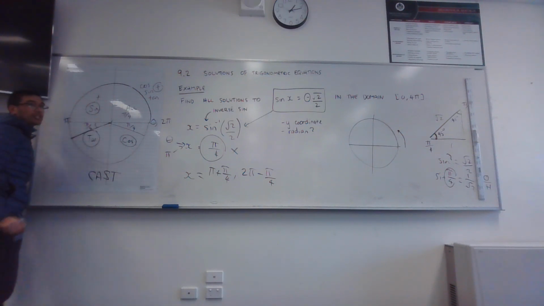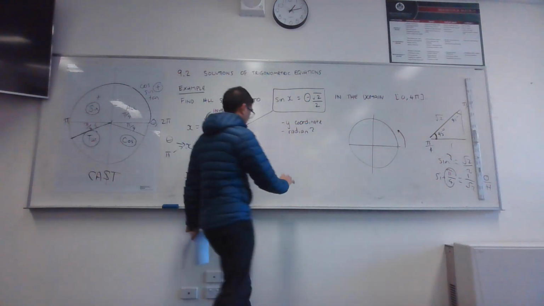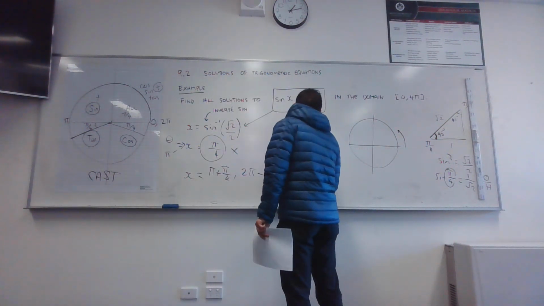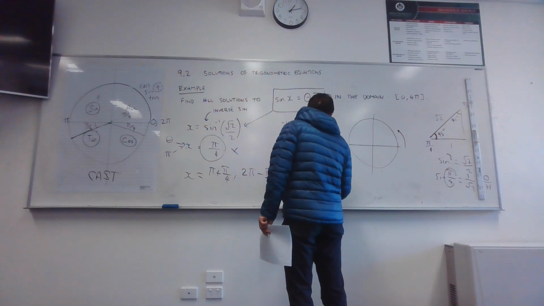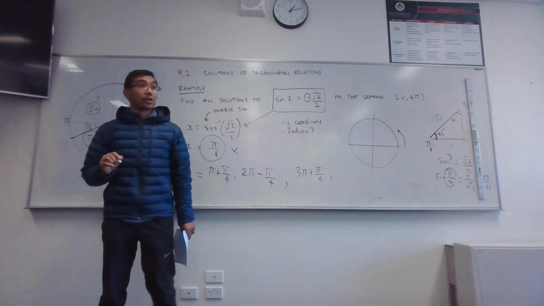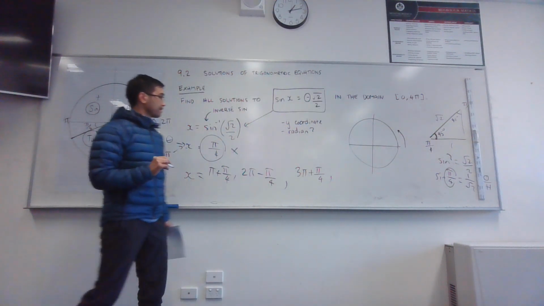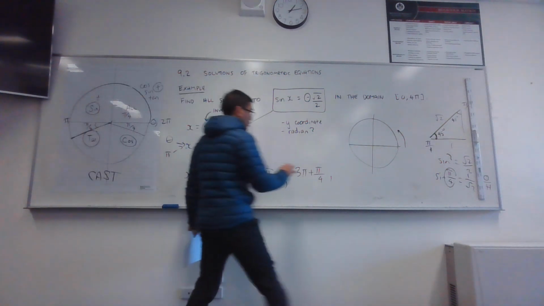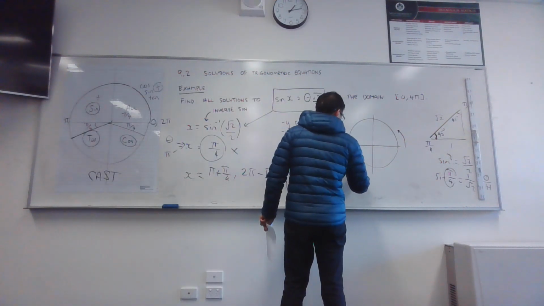what's the reference point if it's the second time round? Anyone? Good, Zach. 3 pi plus pi. Anyone know what the fourth one is going to be? 4 pi minus pi on 4. Good, Jesse. Great.